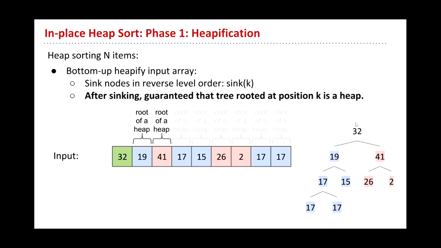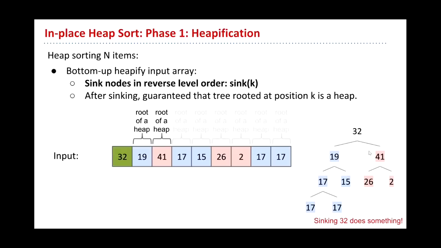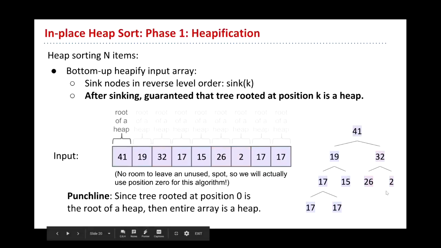So 32, we sink it. What's going to happen? Who's going to take over? 41. Okay, so now 41 moves up, and since pink and blue go together, they become purple. We have one big heap.